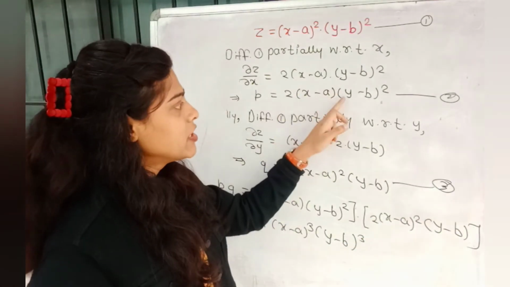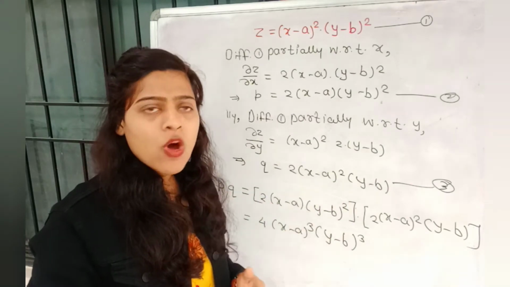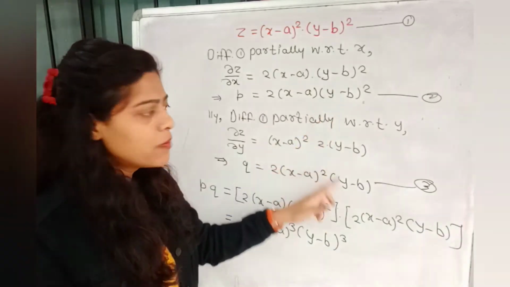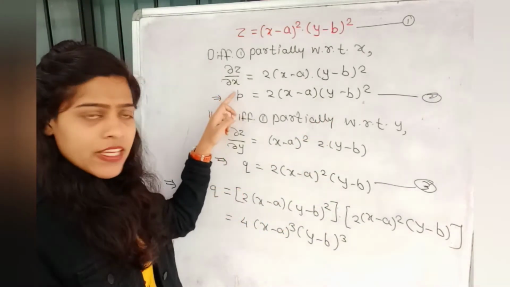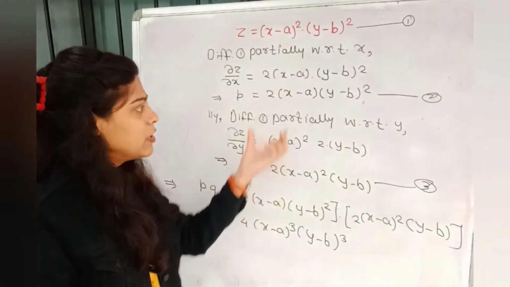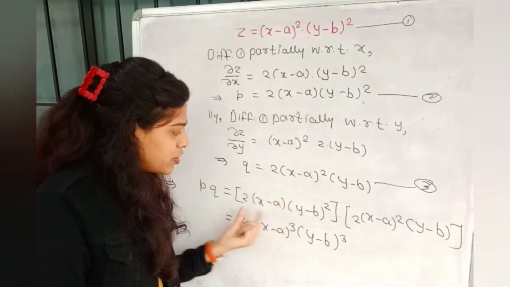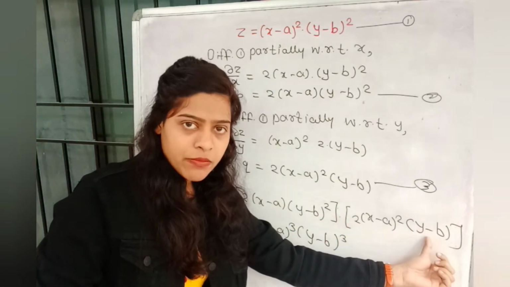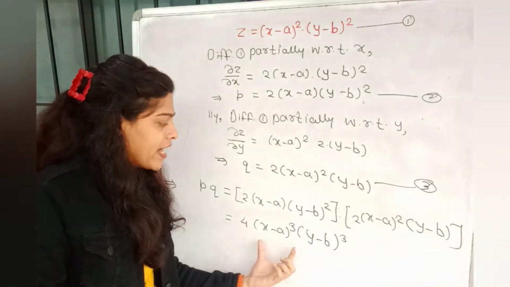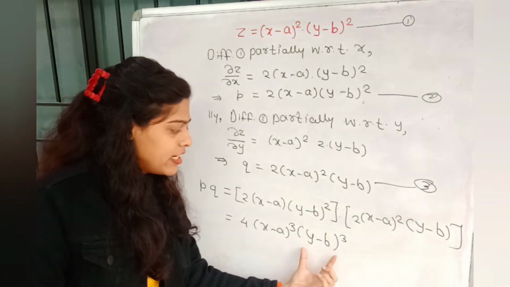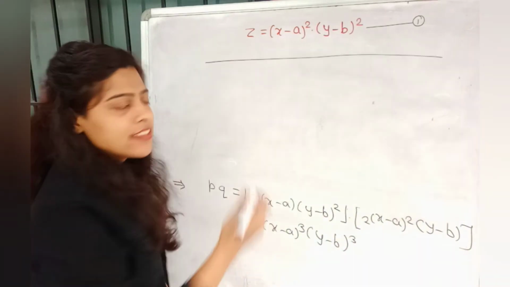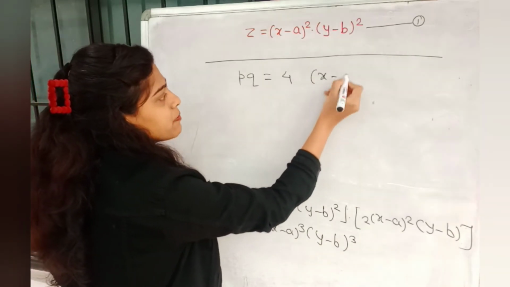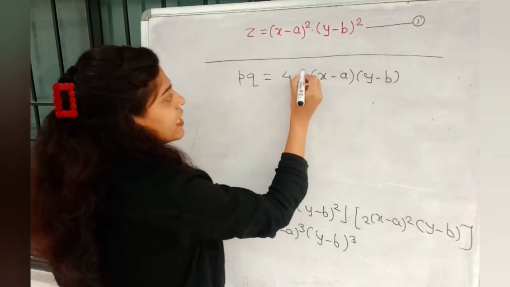As we have obtained equation number 2 and equation number 3, we cannot put equation 2 and equation 3 in equation 1 directly. So we multiply equation 2 by equation 3. On the LHS we have p into q. So p into q is equal to, on the RHS, this into this, that is 2 into (x minus a) into (y minus b) whole square into 2 into (x minus a) square into (y minus b). So 2 into 2 is 4, and (x minus a) raised to 3 into (y minus b) raised to 3. Implies that p into q is equal to 4, which remains as it is, into (x minus a) into (y minus b) raised to how much?